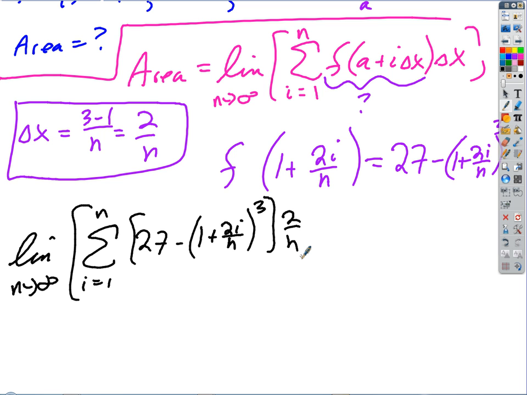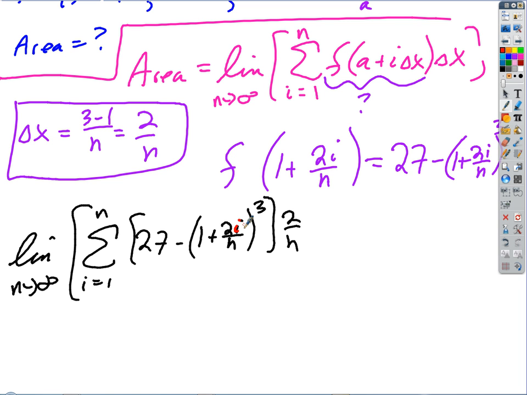Okay, how can we do that? We've got to expand it, don't we? Look, we've got i's. Let me make the i's stick out a little bit. So we got these i's.